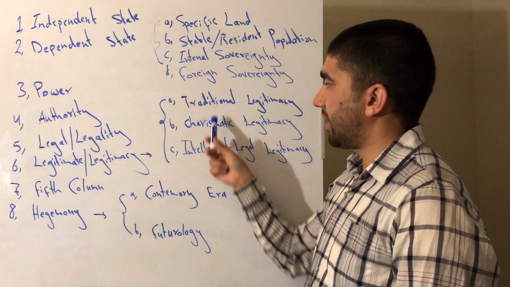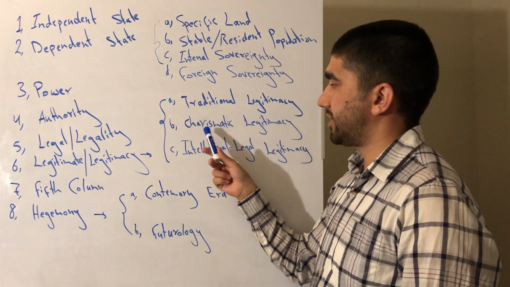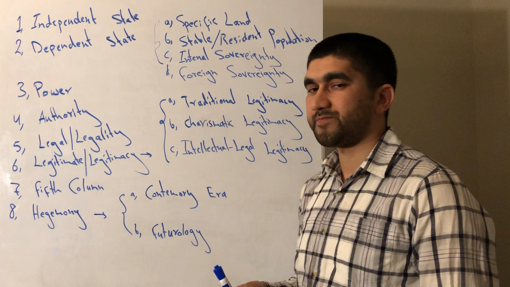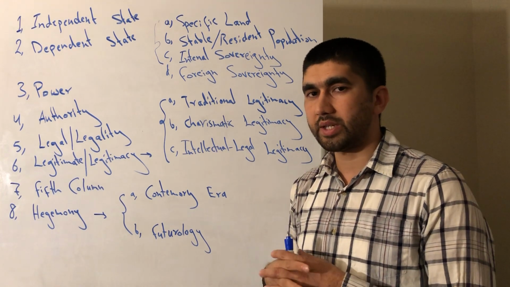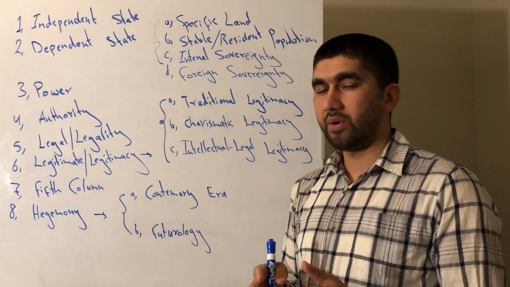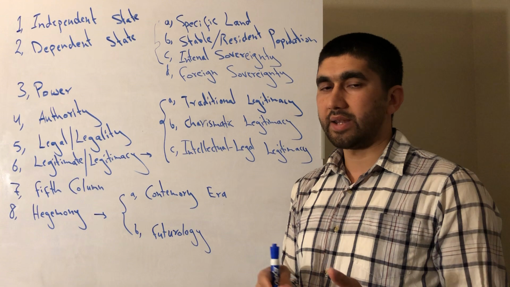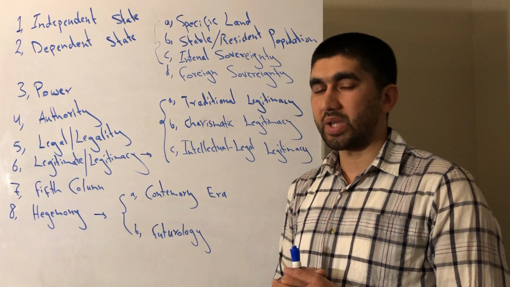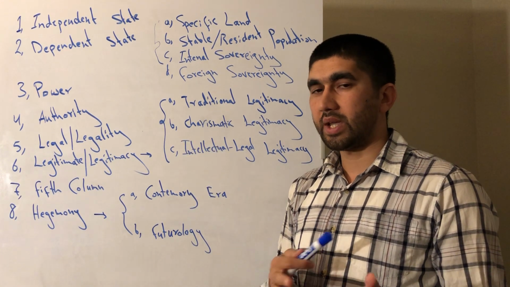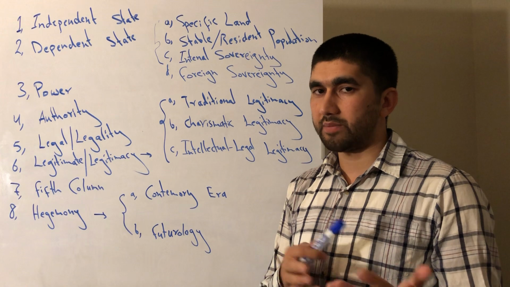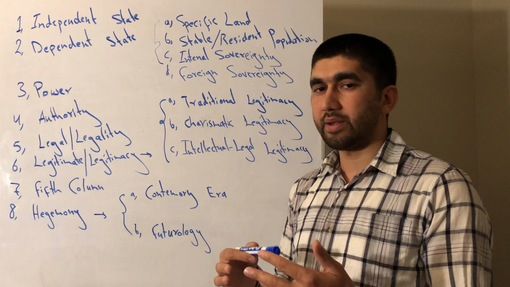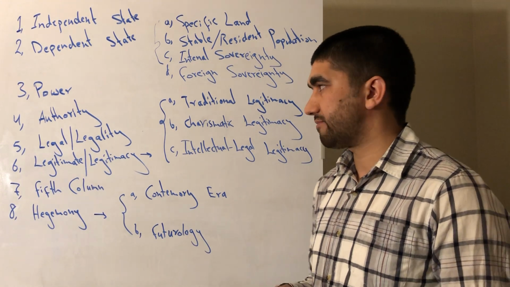Now, with legitimacy, we have three different types. One is traditional legitimacy, charismatic legitimacy, and intellectual legal legitimacy. With the first one, traditional legitimacy, that means that something was usual back in the days, and until now, it is usual. People practice that. So if they're doing that, that's a traditional thing. Let's say somebody is a king, then his first son becomes king, and then his first grandson becomes the king, and it goes on and on. So that is a traditional legitimacy, or there could be another example for that.